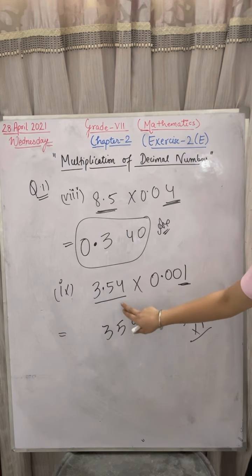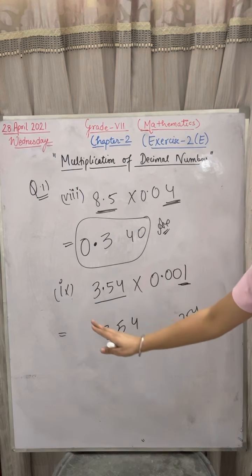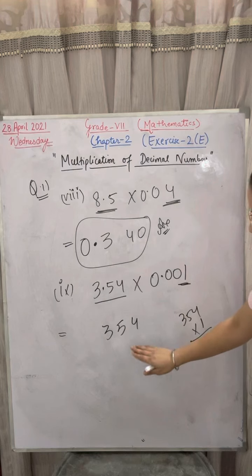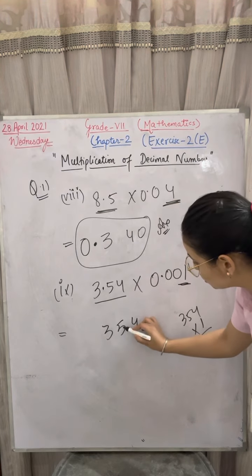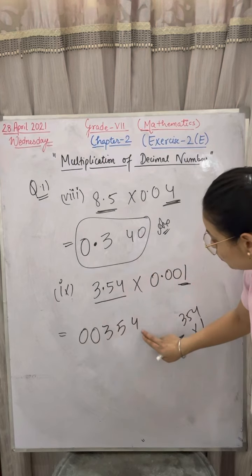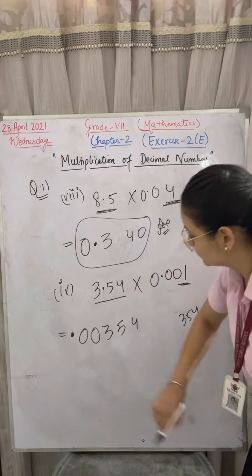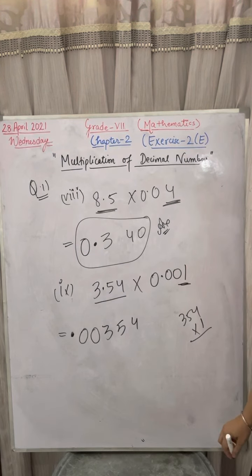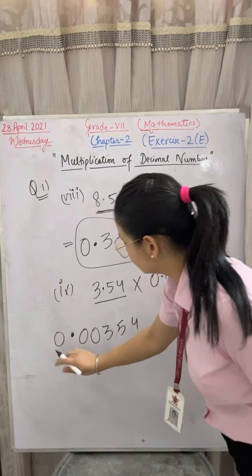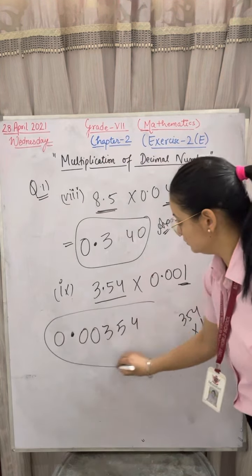Now here you have 2 digits, here you have 3 digits. So the total is 5. So you have to place the decimal before 5 digits. But you have only 3. So 1, 2, 3. Here you can put 0, here you can put 0. So 1, 2, 3, 4, 5. Now you can put the decimal. So the decimal will be in this way. 0.00354 will be your answer.